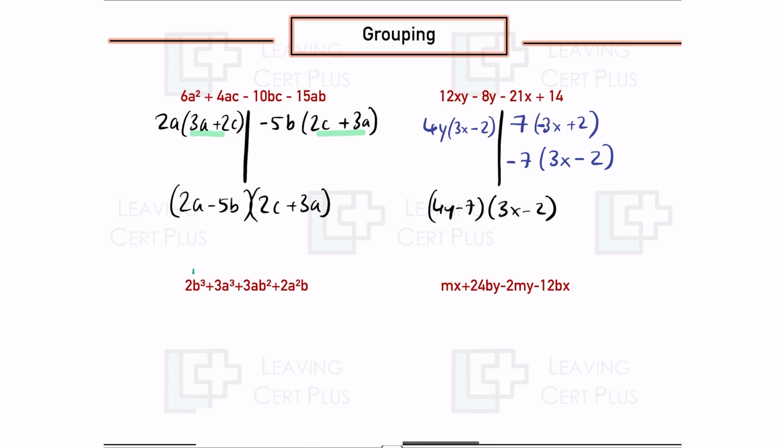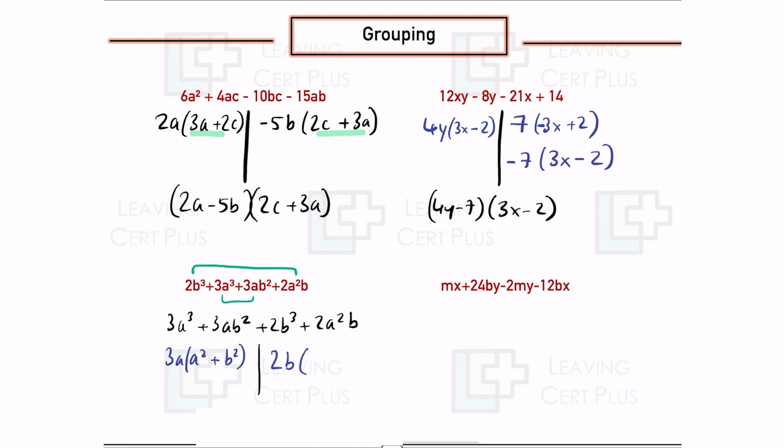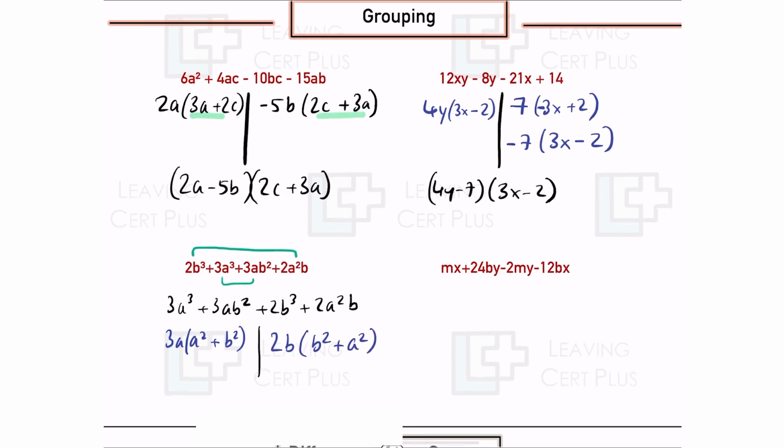So if you go with the two 2's, and the two 3's. So arrange them in that it's 3a cubed plus 3ab squared, and then plus 2b cubed, their first term, and then the last term, 2a squared b. And then you can do the highest common factor here. So you could take out a 3a there, and then you'd have an a squared plus a b squared. And over here, you could take out a 2b, and you'd have b squared, and that would be a squared. So you can see our brackets are going to match up again.